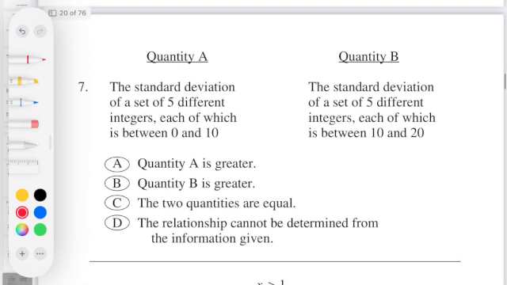All right, we just have a few more of these, so let's keep going. Now this one is a data problem, which is kind of different. That's fun. So we have quantity A, the standard deviation of a set of 5 different integers, each of which is between 0 and 10. And quantity B, the standard deviation of a set of 5 different integers, so both of these have different integers, each of which is between 10 and 20.